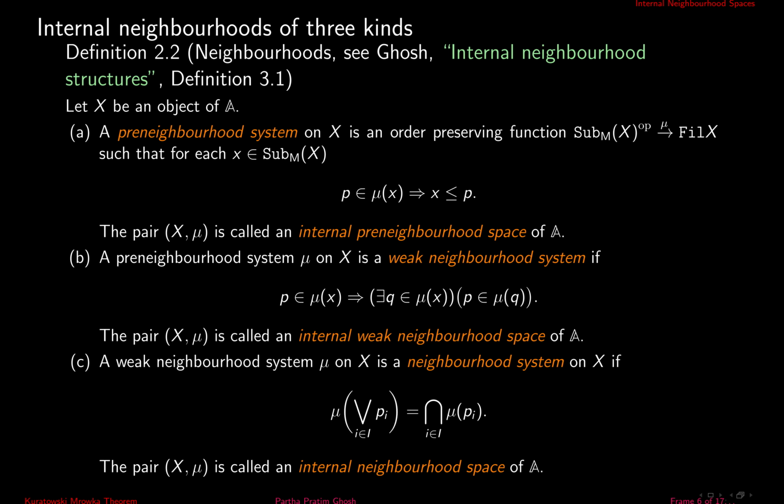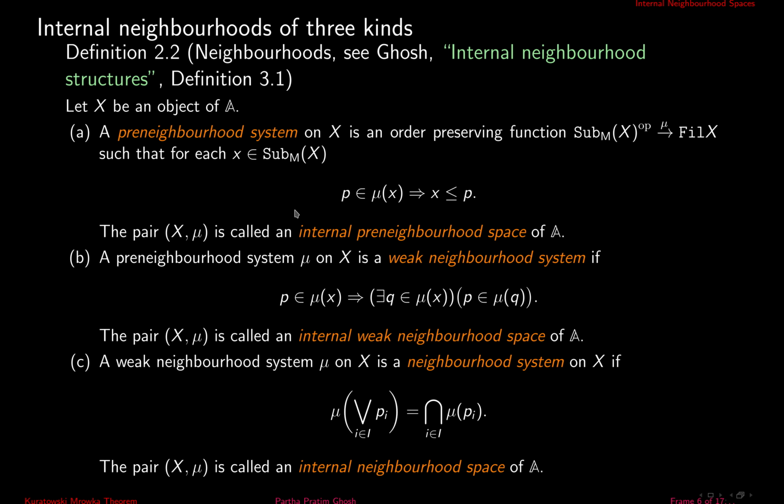We are now ready to introduce our pre-neighborhoods. Recall in the classical case, in describing a topology, each element of the set, each point, is assigned a neighborhood. We do the same over here, but we do not have points, we only have subobjects. So every subobject is assigned a filter, with the condition that if a subobject P belongs to the filter at X, then P must be bigger than X. And as X gets bigger and bigger, the filter at X gets smaller and smaller. So this describes a pre-neighborhood system.